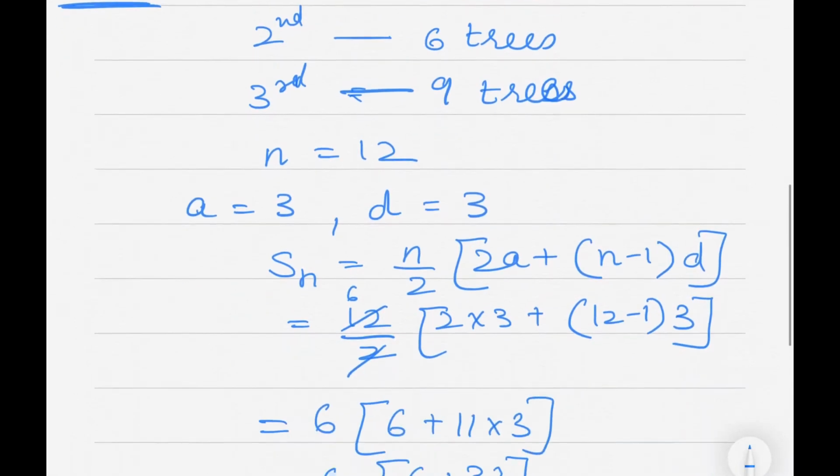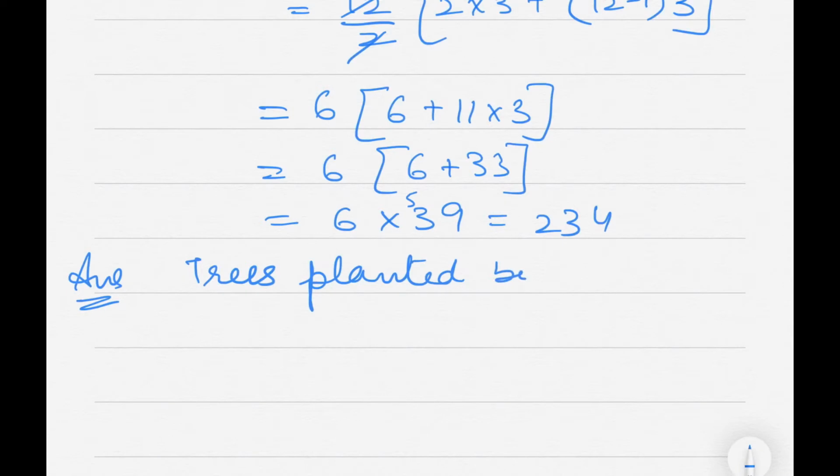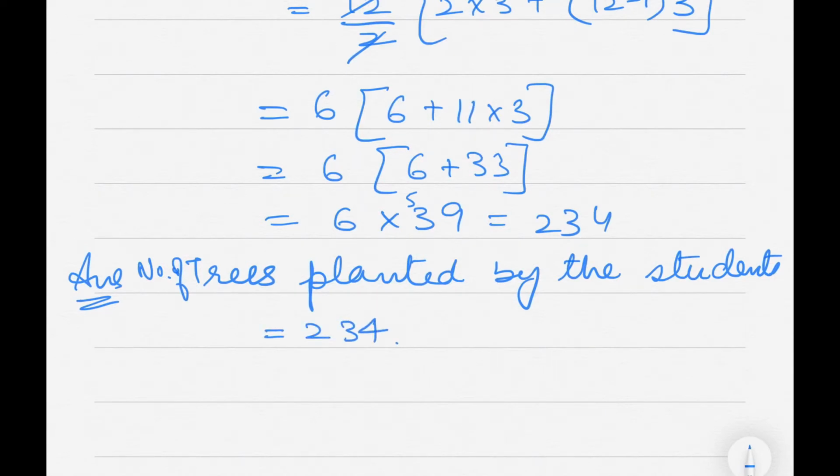So we got the sum of the trees. So now I can write down my answer. I can write down that the number of trees planted by the students is equal to 234. Correct? So that's the answer.